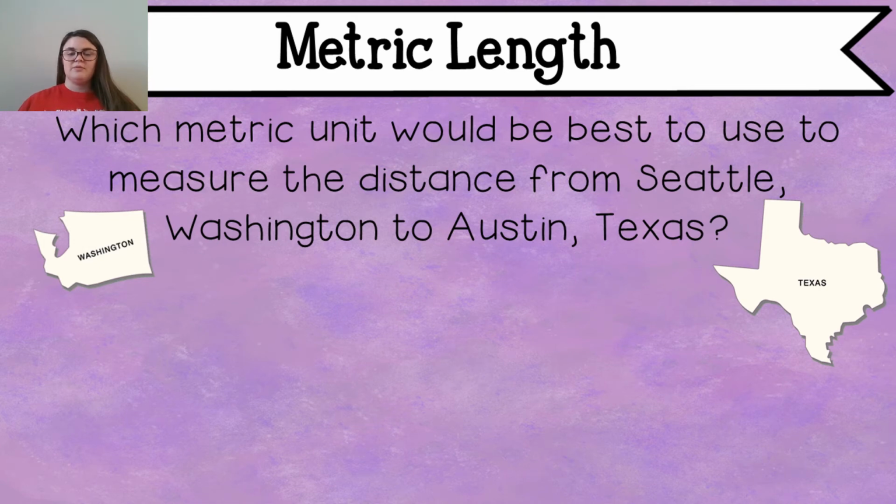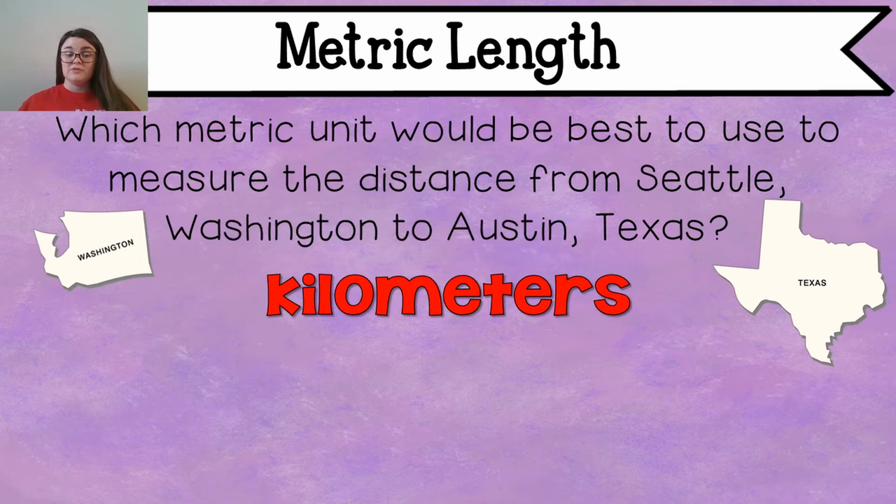Which metric unit would be best to use to measure the distance from Seattle, Washington to Austin, Texas? These are 2 different states that are far apart from each other. Would I use millimeters, centimeters, meters, or kilometers when I'm measuring from one state to another? The answer should be kilometers. I would measure with kilometers because this is my biggest unit in the metric system.